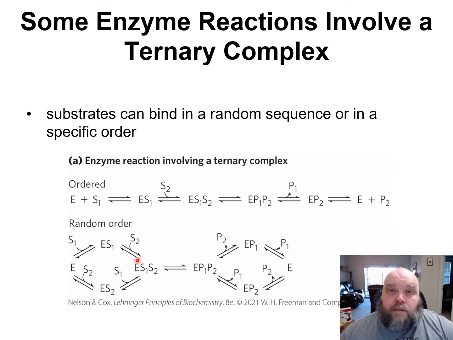But then it gets worse. It's random. Sometimes it's random. Who gets in first? S1 or S2? At some point in time, you're going to have both of them in there. Here, in an ordered mechanism, ES1 is now available for S2. The enzyme without the S1 there first is not going to interact with S2, even though it will at some point, but only if S1 is already there. This random order, hey, as long as both of them get in there at some point in time, that's all that counts.